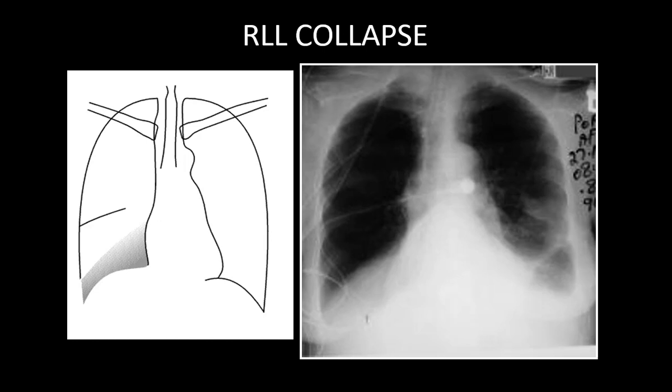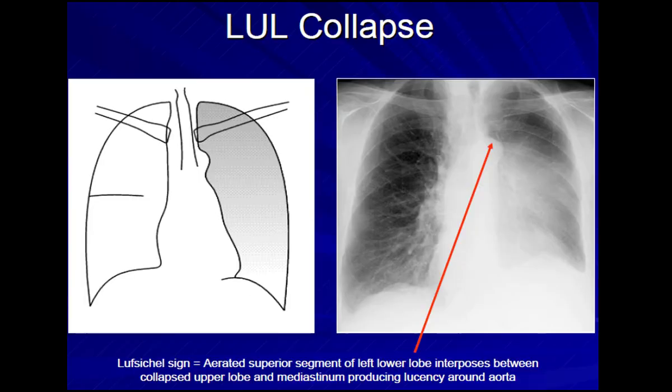Right lower lobe collapse: again there is loss of aeration, and the diaphragm of this side is pulled up, with loss of the cylinder. Left upper lobe collapse again will produce pulling of the trachea towards the side of the collapse.